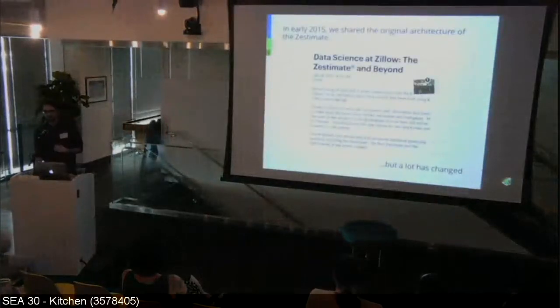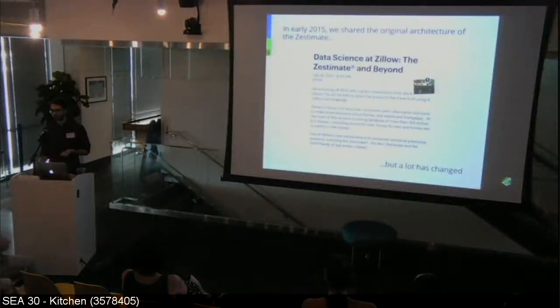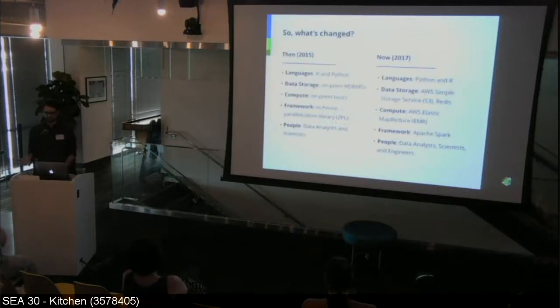We did an architecture overview for the Zestimate in 2015, and this happened at another meetup group. This was when I first joined Zillow, and a few of my colleagues presented this. I was flipping through the slide deck and realized just how out of date the architecture was. So in these 2.5 years, we've evolved dramatically. So what exactly has changed? Then versus now.